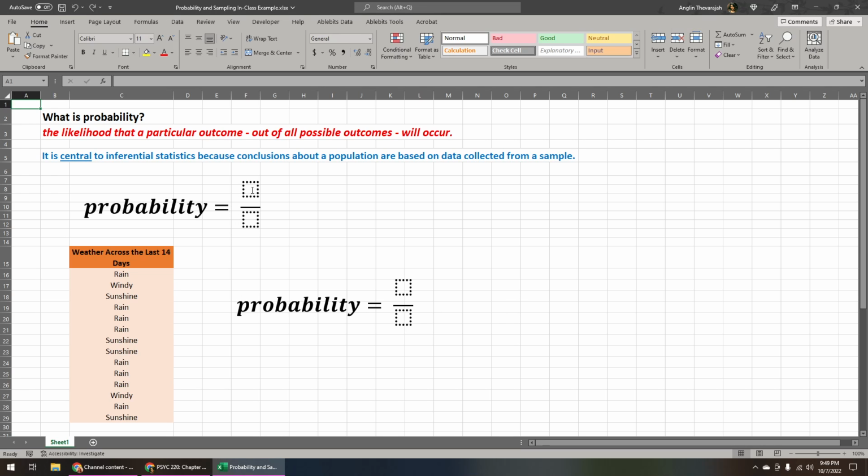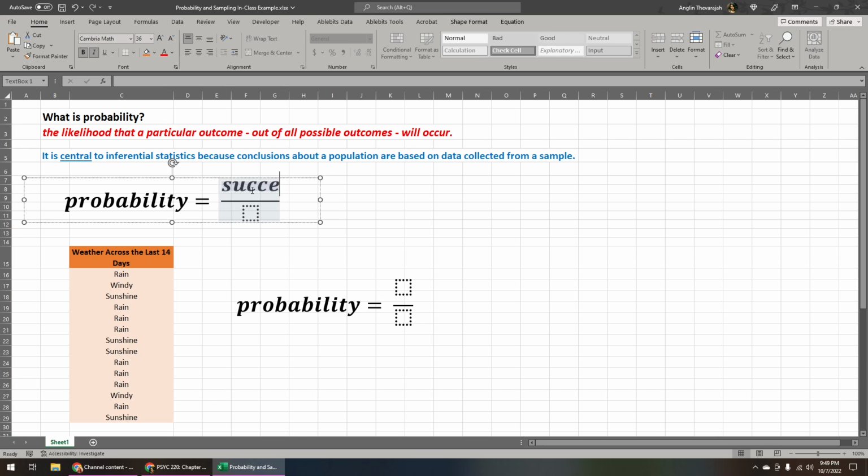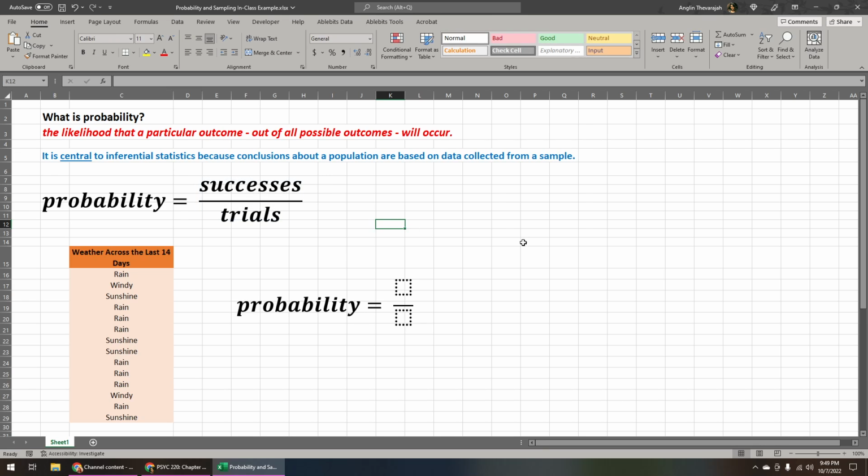So when we're looking at a mathematical equation, probability is going to be equal to the number of successes over the number of trials. And you should be able to convert this into a percentage to get a percent of probability.